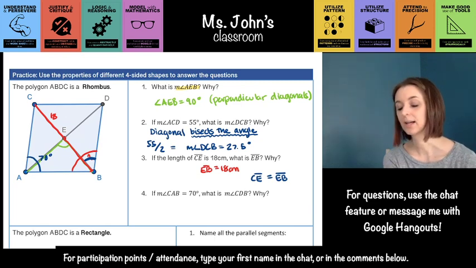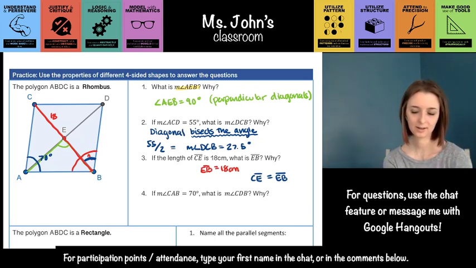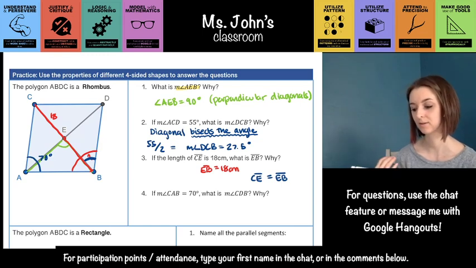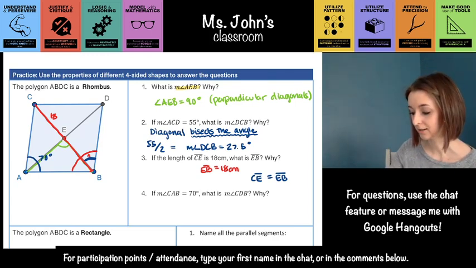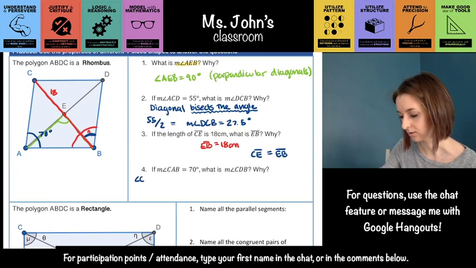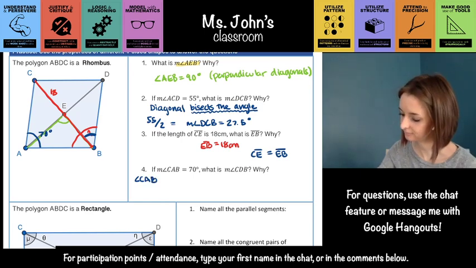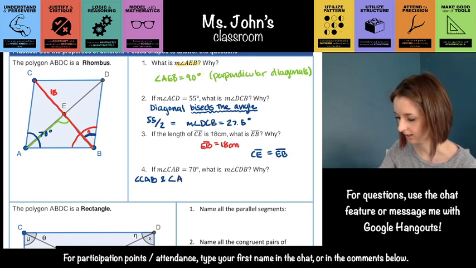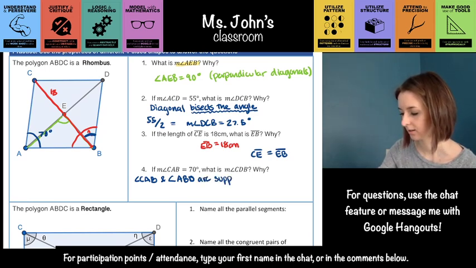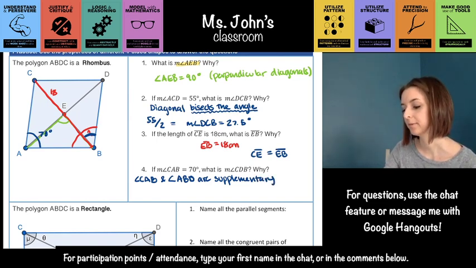So we're going to start with just finding that whole angle, and then we know that that small one is just half of whatever we get. So first of all, I'm going to write down my reasoning. Angle CAB and angle ABD are supplementary. So that means we're going to just take 70 away from 180, and it gives us 110.